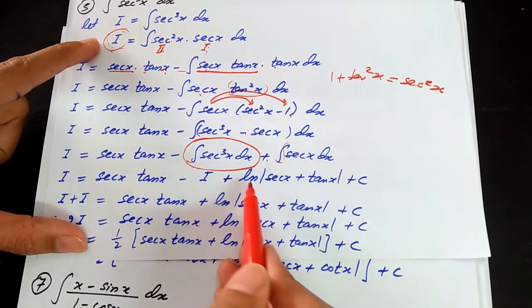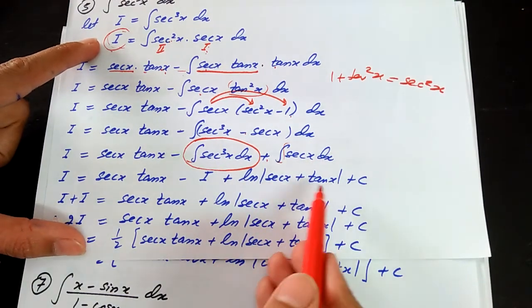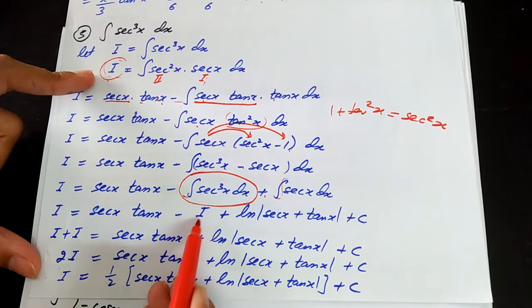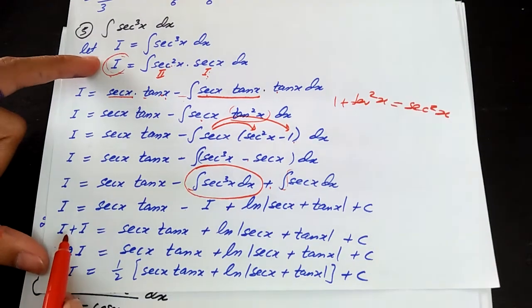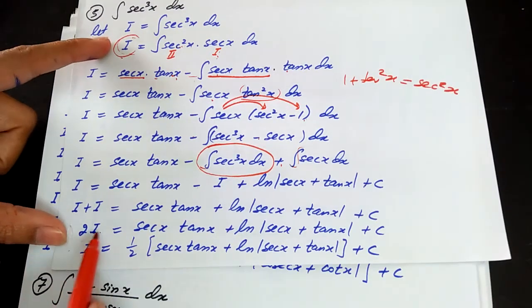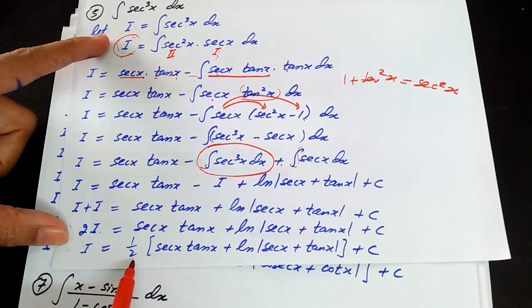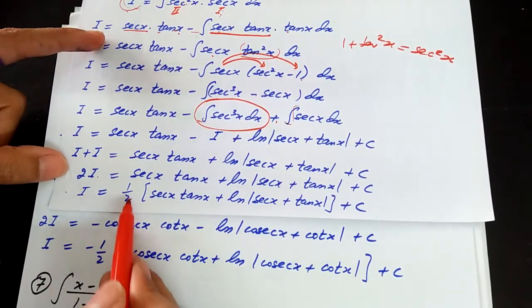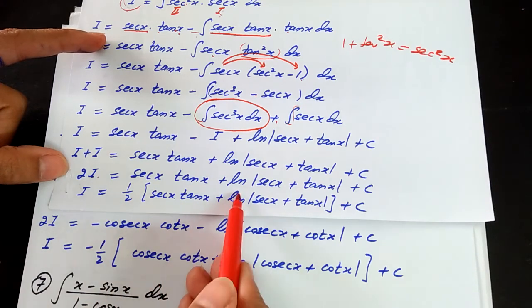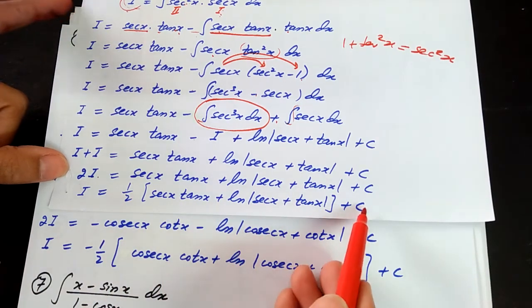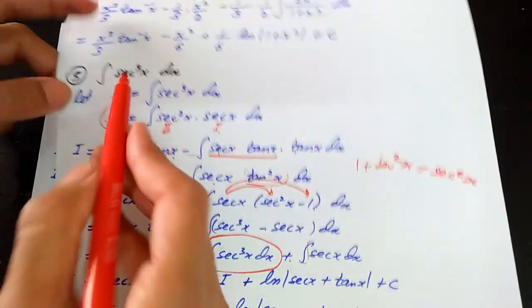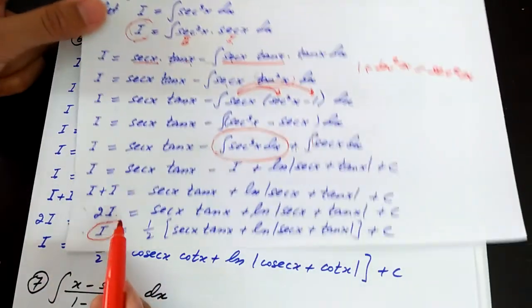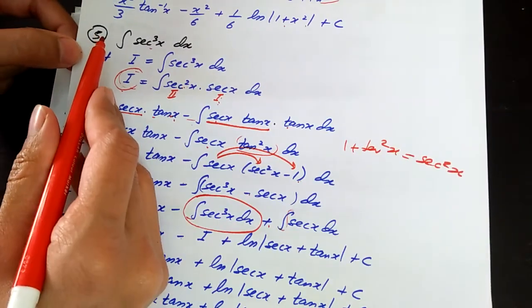Now integration of secant x is ln of secant x plus tangent x. This is minus I, it will be moved to the left side and it will give us I plus I, that is 2I. 2 is multiplying here, so divide it on the right side. So we will get I is equal to 1 by 2 secant x tangent x plus ln of secant x plus tangent x, plus c. And you know this I is our same question. So we just integrated this question number 5.